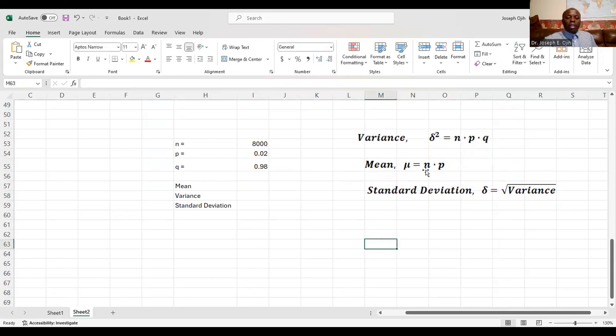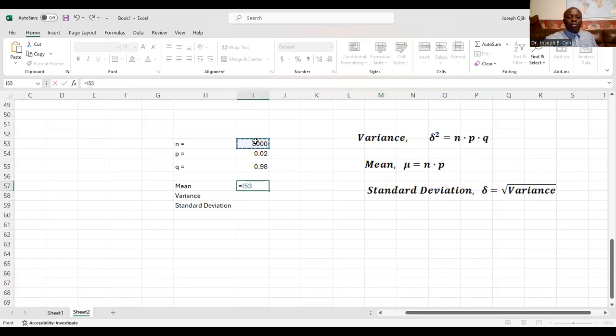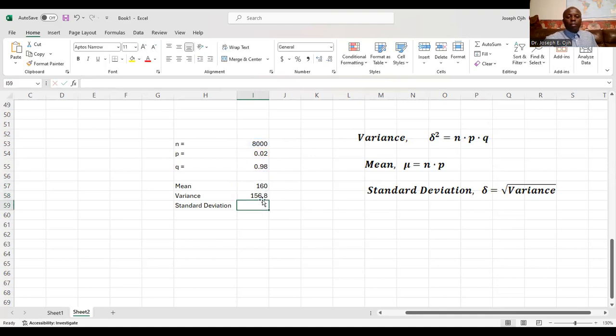Mean is n times p. So mean equals, and n is 8,000 times, the asterisk sign, P is right here. Press the enter key. Get 160. Variance equals n times p times q. Enter key, and we get this.